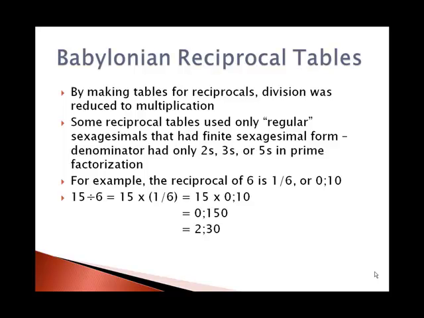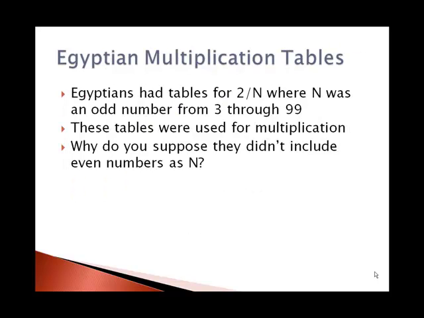The Egyptian multiplication tables used a table of 2 divided by n, where n was an odd number from 3 through 99. And these tables were used for multiplication. A question I'm not going to answer, but I will ask, is why do you suppose they didn't include even numbers for that denominator, 2 over n?